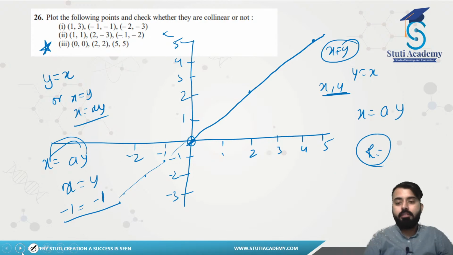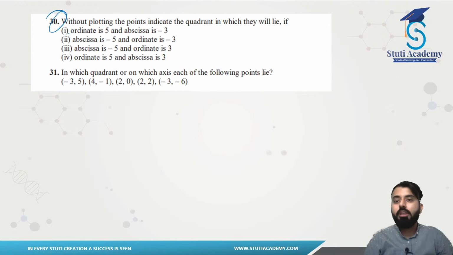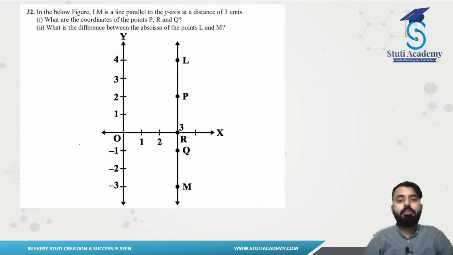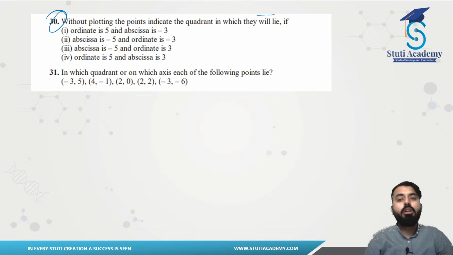Now let's see our 30th one. Without plotting the points, indicate the quadrants in which they will lie. I don't have to plot them, I just have to figure out in which quadrant they would be. Now you see ordinate is 5 and abscissa is 3. Ordinate is 5, abscissa is negative 3. So (-3, 5), that will be where? You see (-x, y) will be in your second quadrant, right? Actually we don't use individual Romans, so it should be in your second quadrant.